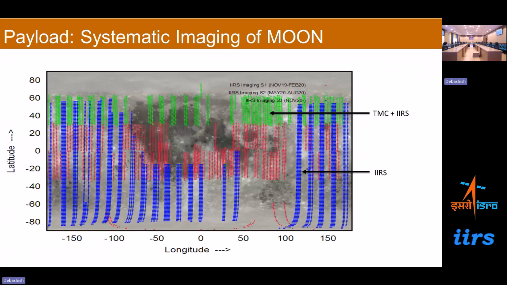Like that, we periodically and systematically plan the imaging, so that at the end of some time we get full moon coverage. This planning has been done from 2019, since launch. As an effect of that, now more than 90% of the moon has been covered through IIRS.